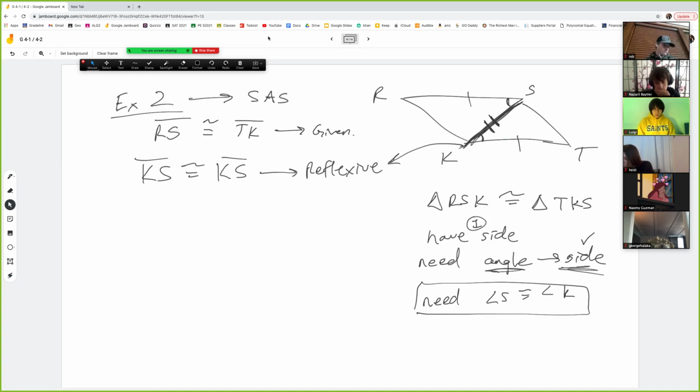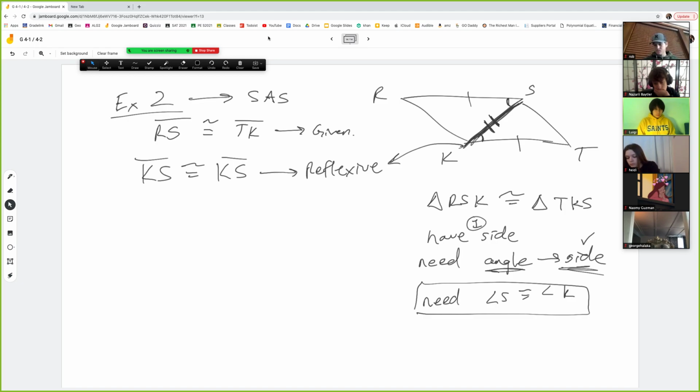Okay? So, if you did know that those two were congruent, you could then say they are congruent by SAS. So, like if they gave you angle S is congruent to angle K, you could then say the two triangles are congruent. All right? Let's look at example 2, the quick check.